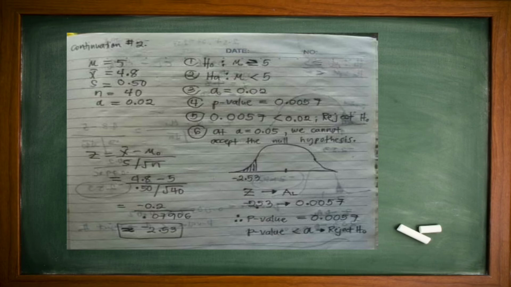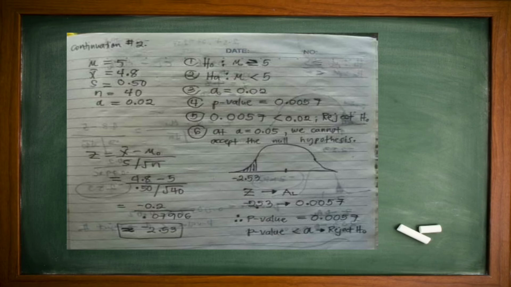Okay, so step 6, state conclusion in words. So ayan po, we have at a significance level equal 0.05, we cannot accept the null hypothesis. So ayan nga po, kasi nga po ni-reject natin. Okay, so dito po, kung makikita nyo po, andyan po yung ating solution.